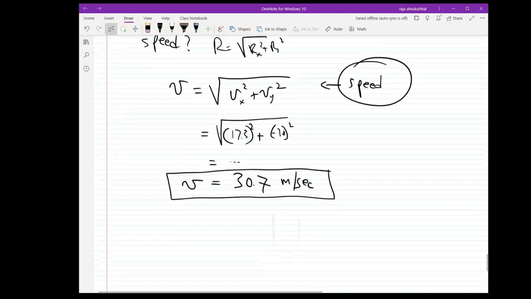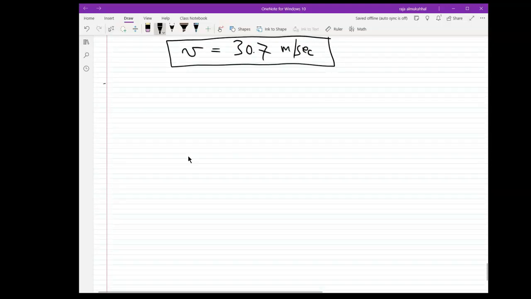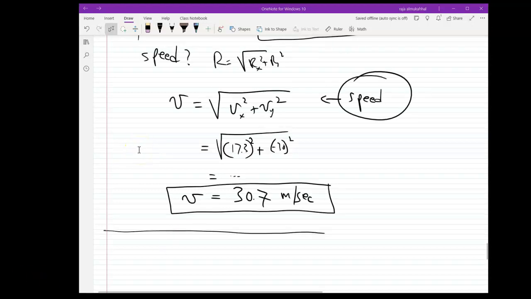Okay, one more question. Okay, I think I discovered a mistake. I think I copied 30.7. This is Vy. I just did my calculator because it didn't make sense to me. The correct answer is actually 35.2. So that's the speed, okay?